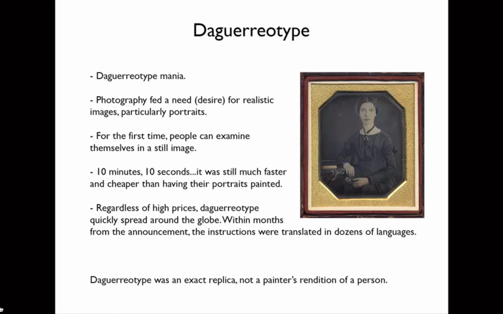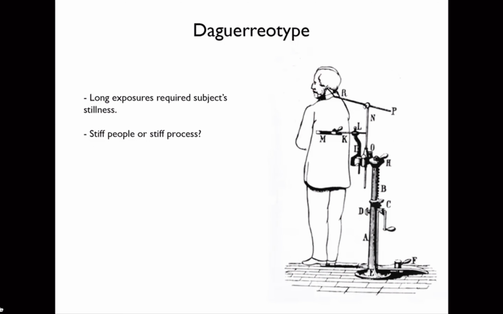And the daguerreotype, what was exciting about that? It was an exact replica of that reality. It was not a painter's rendition or representation of it. It was exactly the same as the reality in front of the camera obscura. Now, if you look at the daguerreotypes at that time, people look pretty stiff.